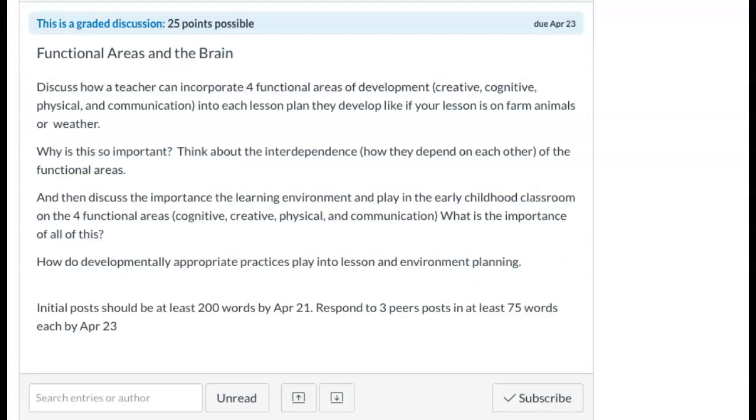I give the examples of farm animals or weather. Those are 2 really common themes. How do you make a lesson over farm animals that has physical activities and cognitive activities, communication activities, creative activities? And why is it so important?